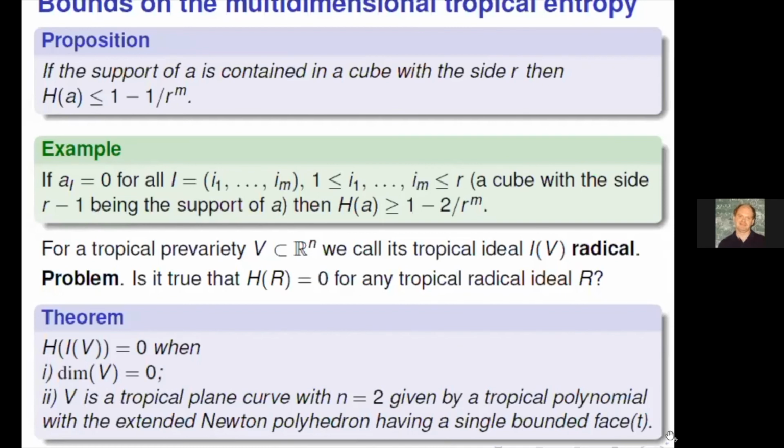We assume in this theorem, unfortunately as an assumption, that it has a single bounded face. Geometrically, that means that the tropical curve of this Newton polyhedron has a single vertex and several edges. In this very, very particular case, with long efforts, I can prove that indeed the entropy vanishes, and the conjecture is that it always vanishes for any tropical radical ideal. So I finish with this. Thank you for your attention.